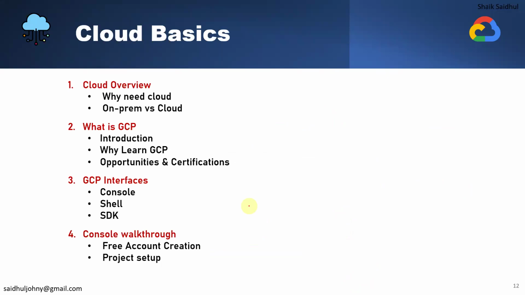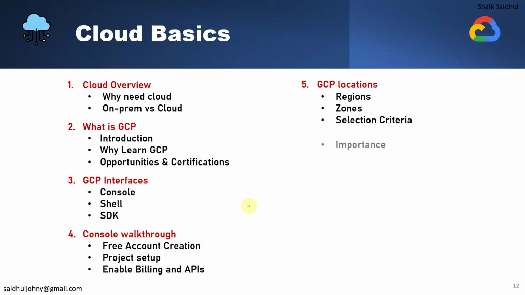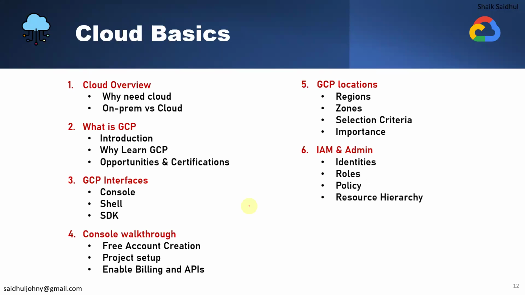And then we will see what is a project, what is enabling billing, what is billing, and how we manage the billing and all of those things. After that, GCP locations: what is region, what is zone, what is the selection criteria, and what is the importance. Then IAM and admin, security features: what are identities, what are roles, what is policy, what is resource hierarchy. So in the cloud basics, we are going to cover these 6 modules, guys.